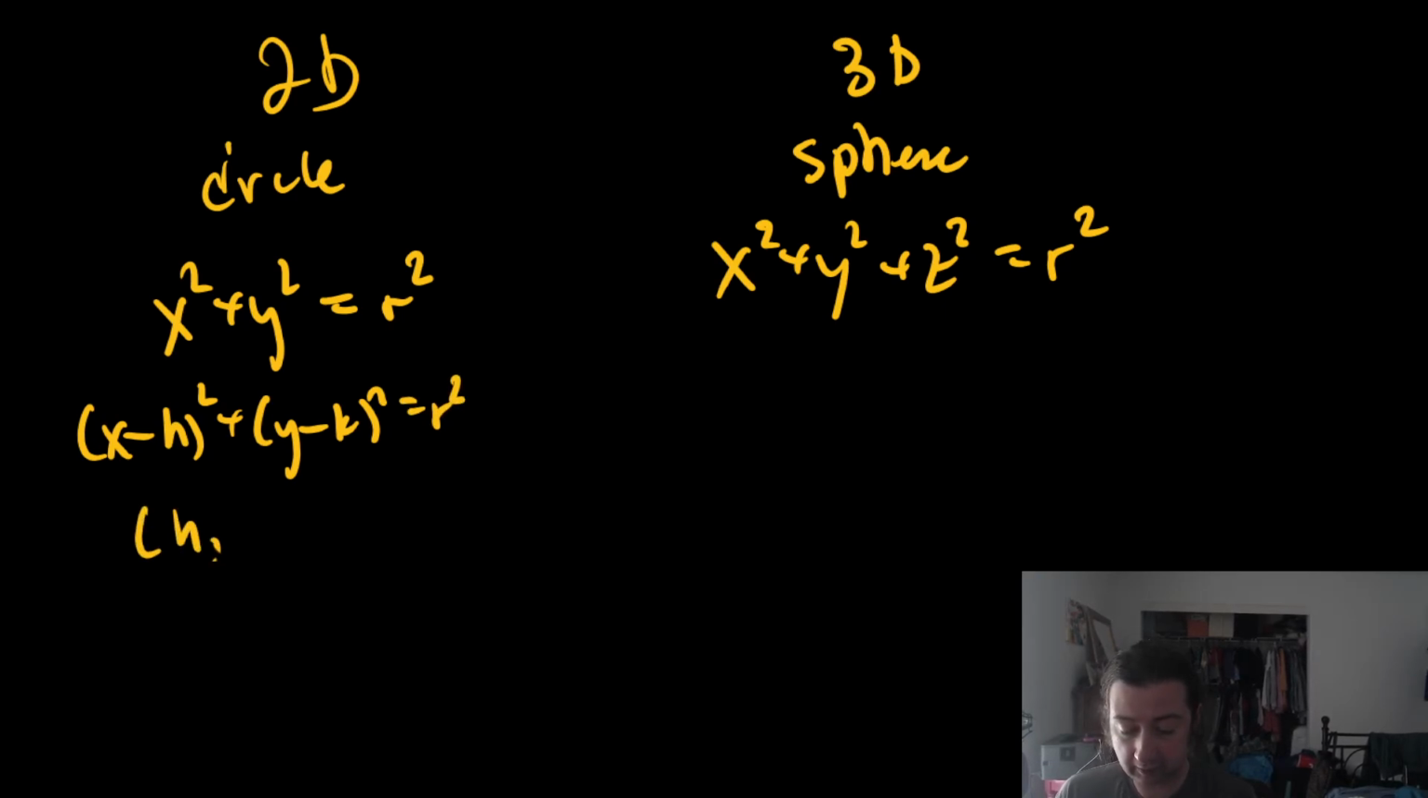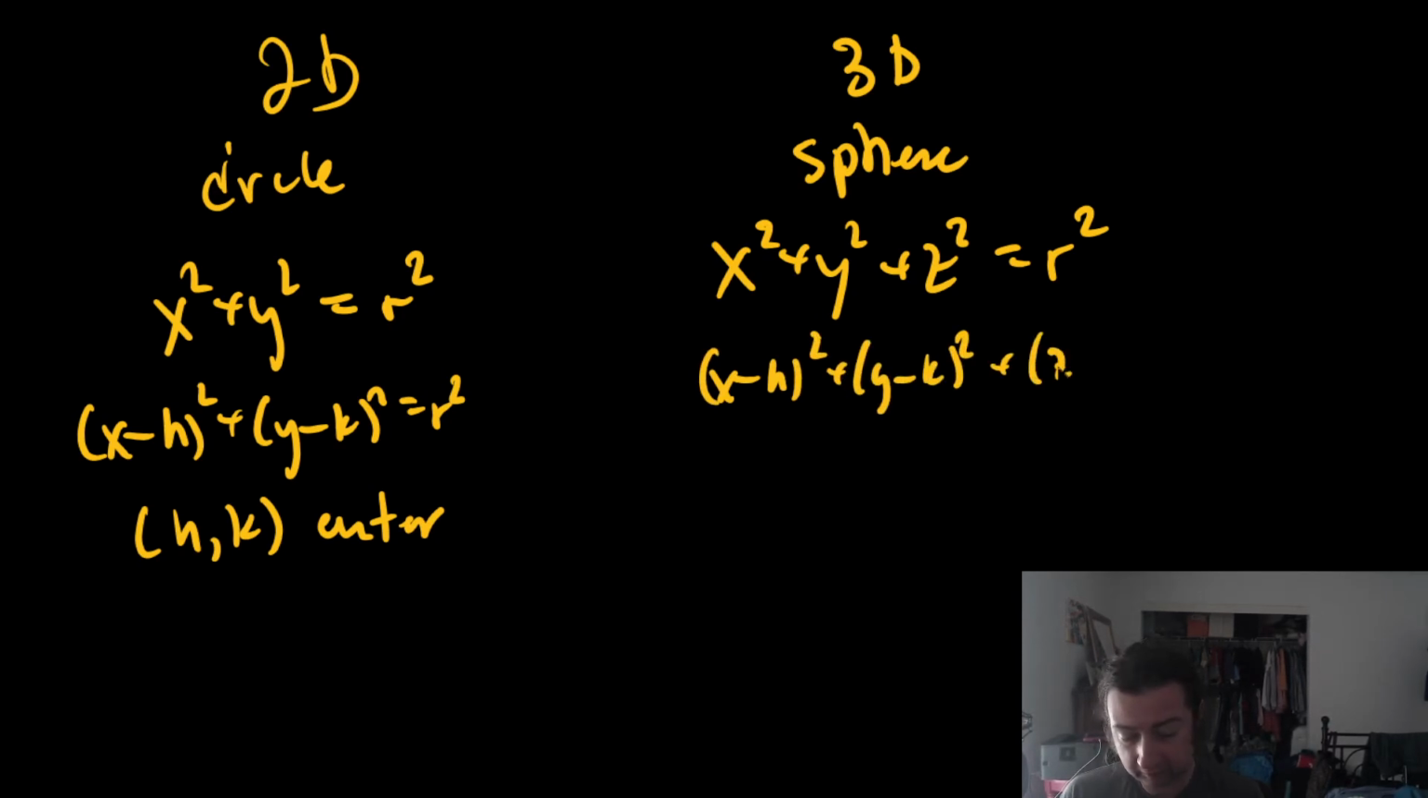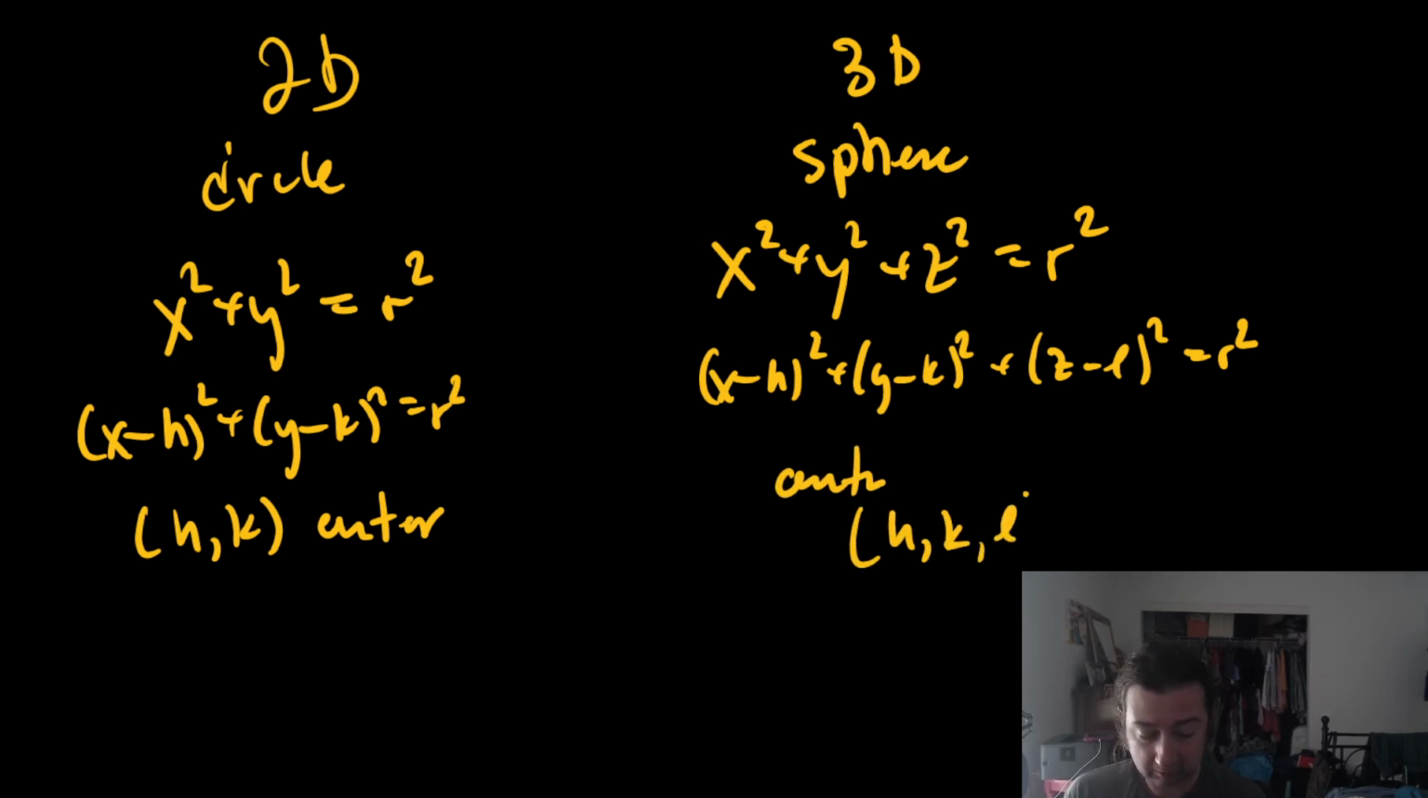You can shift the center of a circle with this equation. So this is centered at h comma k. And likewise, a sphere can also be shifted to have a different center. So (x minus h) squared plus (y minus k) squared plus (z minus l) squared is equal to r squared. And this is also a sphere, but now the center is at (h, k, l).